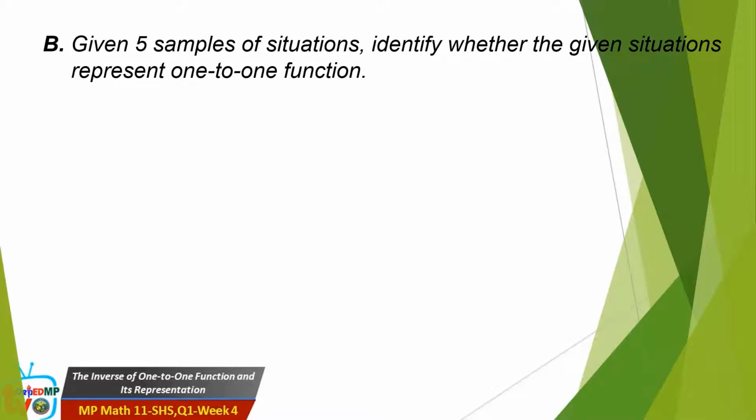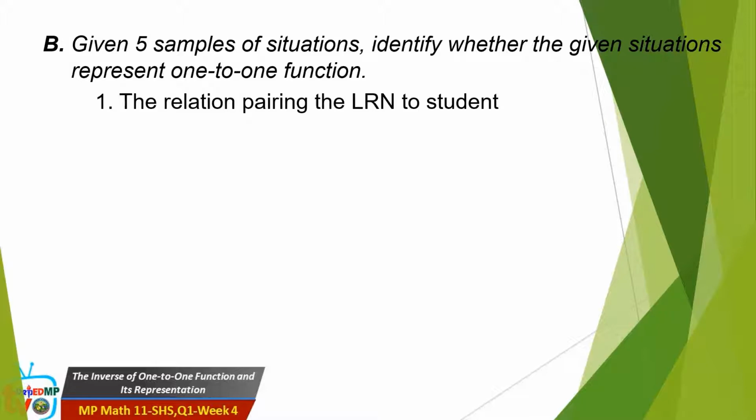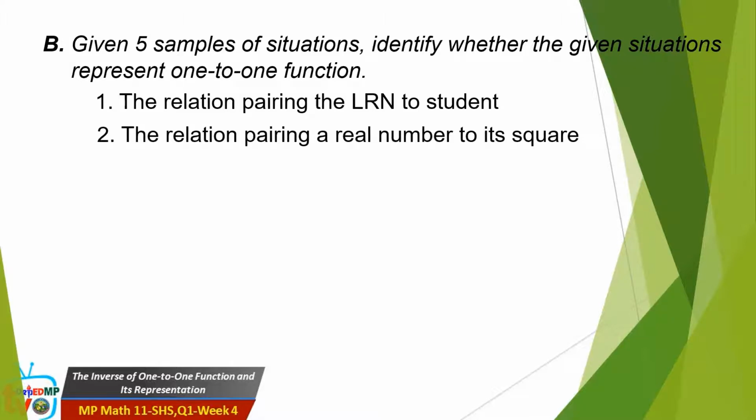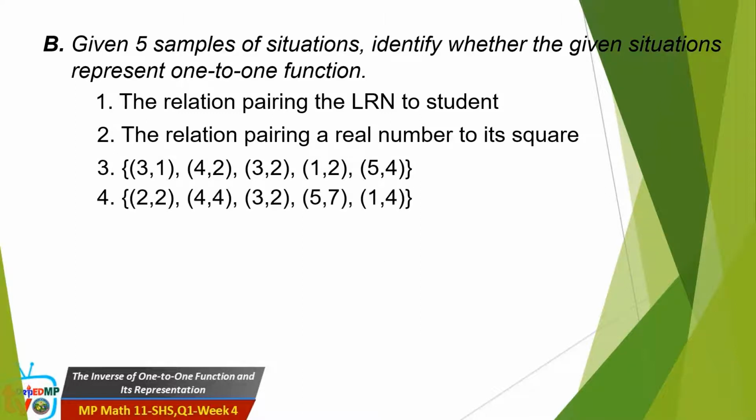Letter B. Given 5 samples of situations, identify whether the given situations represent one-to-one function. The relation pairing the LRN to a student. The relation pairing a real number to its square. A set of elements 3 and 1, 4 and 2, 3 and 2, 1 and 2, and 5 and 4. A set of elements 2 and 2, 4 and 4, 3 and 2, 5 and 7, and 1 and 4. A set of elements 1 and 2, 3 and 4, 5 and 6, 7 and 8, and 9 and 10.